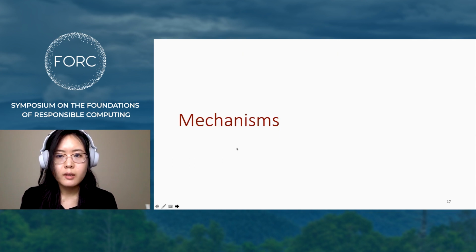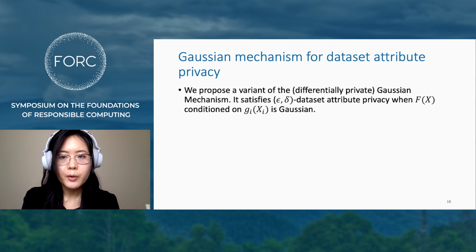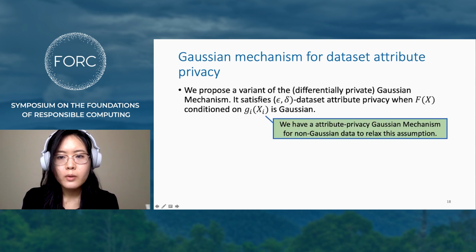And given the notions of attribute privacy, we also have three mechanisms to achieve them. We propose a variant of the differentially private Gaussian mechanism. It satisfies epsilon delta dataset attribute privacy when f of x conditioned on gi(xi) is Gaussian. We also relax this assumption and extend the mechanism to handle non-Gaussian data in the paper. And I'll talk about the main point in two slides.